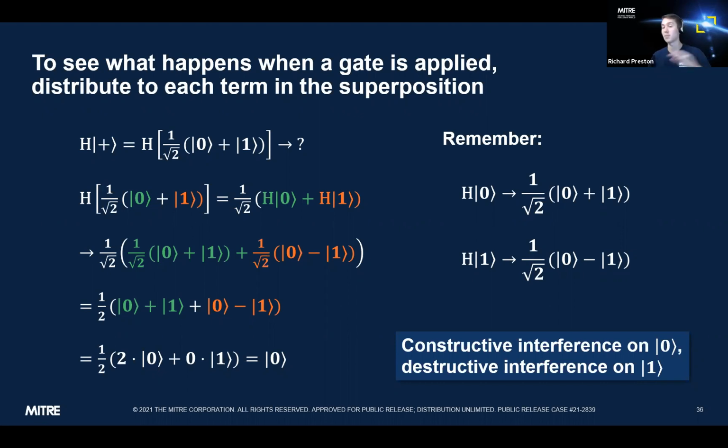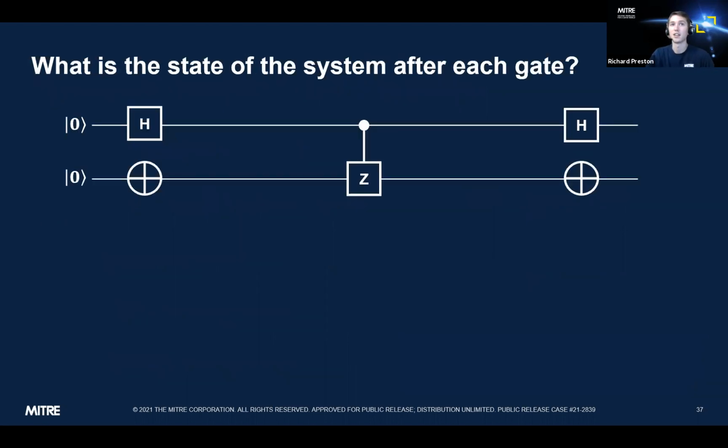This is the same principle mathematically that we get the interference pattern in the double slit experiment. If people are familiar with that. If you're not, it's fine. Okay, so here's a little quiz.